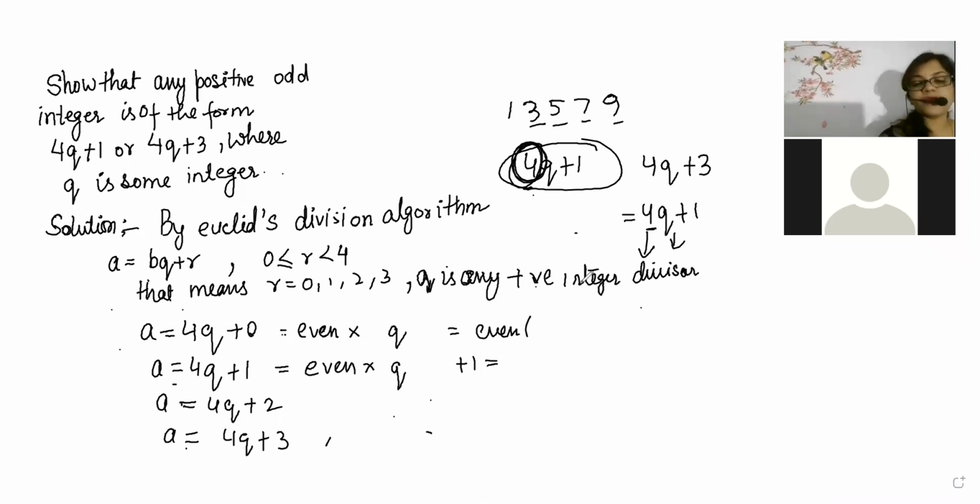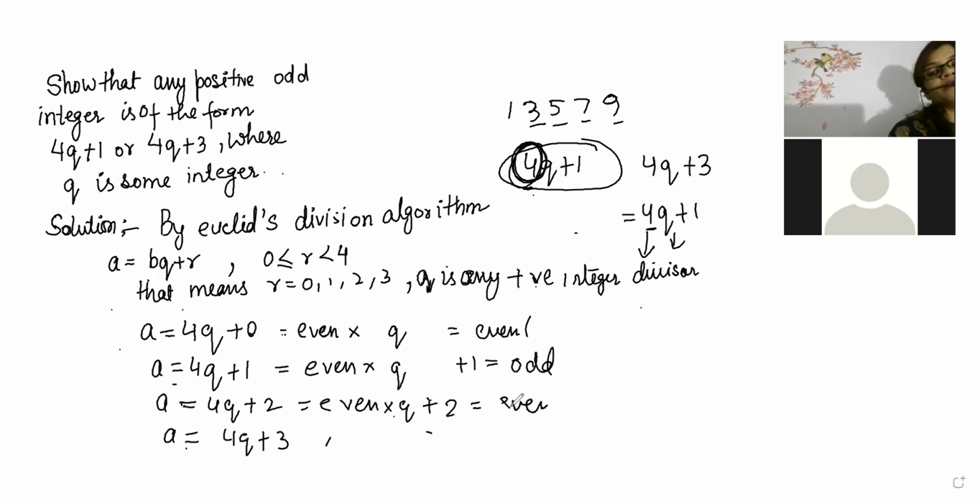Here Q is any positive integer. Now look here, beta: even into Q will give you even. Now even into Q plus 1, so even plus 1 will become odd. Here it is even into Q plus an even number added, so it will come even.